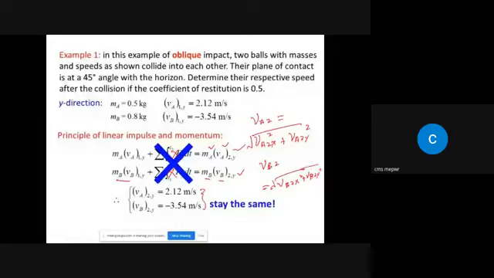By doing so, you will get this VA2 and VB2, and this is basically the required values for which we were doing this problem. So this is basically to determine the respective speed after the collision if the coefficient of restitution is known. If you put these values over here and also in this one, you will get the required unknowns. So I hope this is clear. Is it clear to everyone?